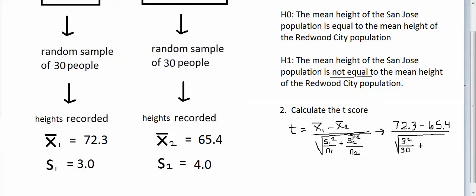Here we have S2, the second standard deviation, which is 4. It has to be squared. Underneath, we have the size of sample 2. There's 30 people in the Redwood City sample, so it's 30.